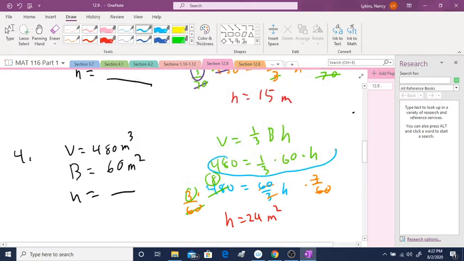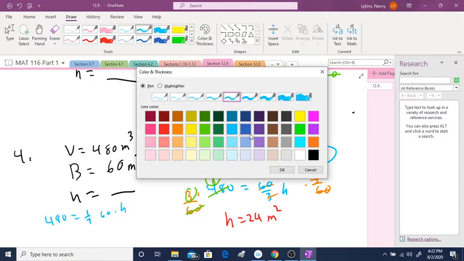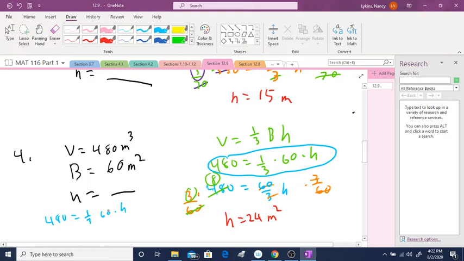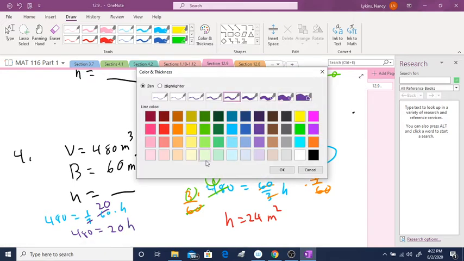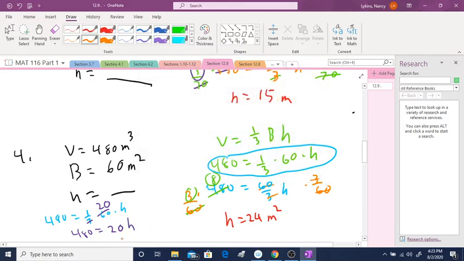Let's say you have this right here. You've got, and I'm going to move it right here, 480 equals 1/3, 60 times h. If you want to go ahead and say, okay, what's 1/3 of 60? Well, 3 goes into 60 20 times. So it's 480 equals, and then you got 1 times 20 is 20. So it's 20h. Divide by 20 on both sides. In this case, h is the same thing, 24.